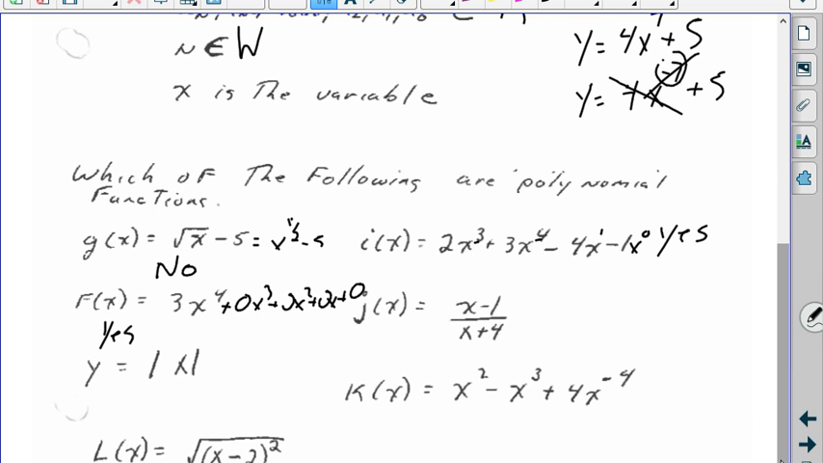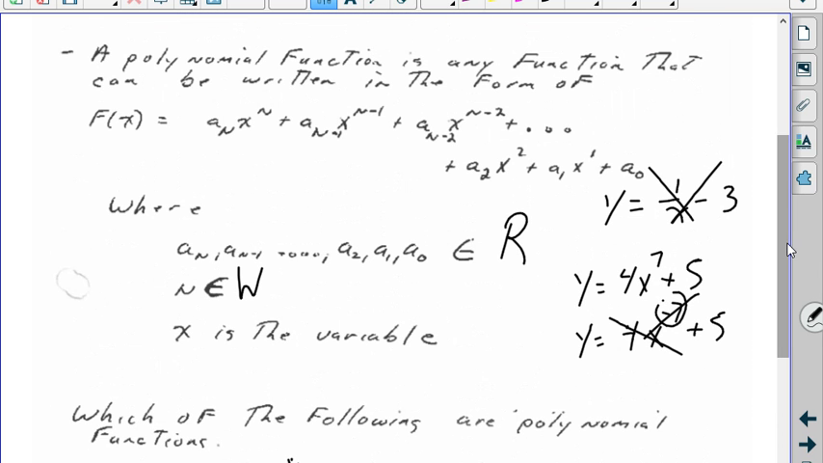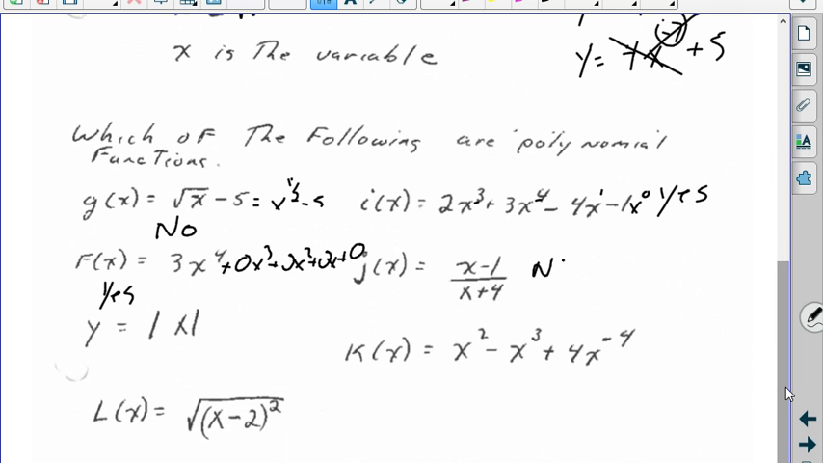This one is not a polynomial. It is a polynomial on top, a polynomial on bottom. But there's no way that I can write that in this form. I'm going to get a fraction. So this one is no. This one over here is no, because it's an absolute value function. It's not the same.